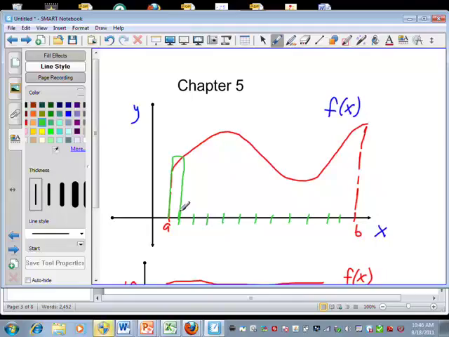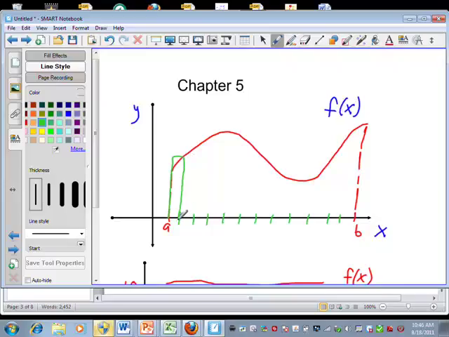Why is it that I know the area of that rectangle? What do I need for a rectangle in order to know the area? The length and the width, right? Now, here's this rectangle. Here is the width. Here's the length. Now, how do I know the height? Because I know the function. The function will be given. So I know the height at any point.